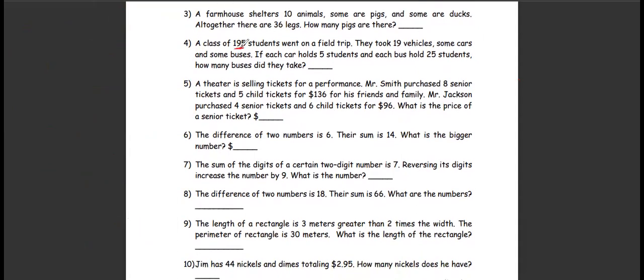A class of 195 students went on a field trip. They took 19 vehicles, some cars and some buses. If each car holds 5 students and each bus holds 25 students, how many buses did they take? So the number of students is 195. They took 19 vehicles. The question wants the number of buses they took. So cars plus buses is equal to 19, because there are 19 vehicles, either buses or cars.